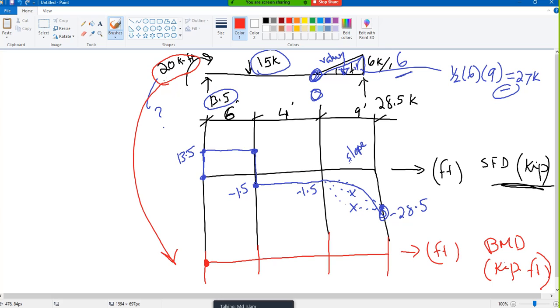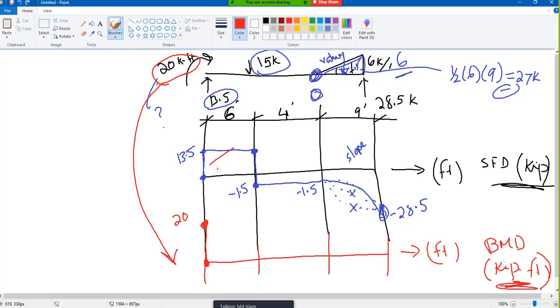We know that. So that means I should jump at the beginning. I have a concentrated moment, that is 20. I'm not writing the unit because I already wrote the unit in my diagram. See here on the left, kip-feet. So that is the key point. Last time we started from zero, but this time we did a jump. That is the only new thing. Why is it new? Because there is an external moment. Okay, so we got it.